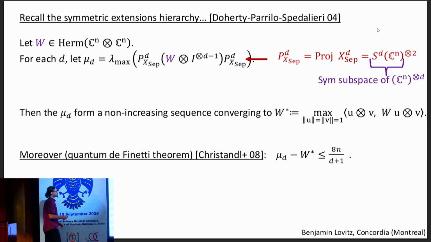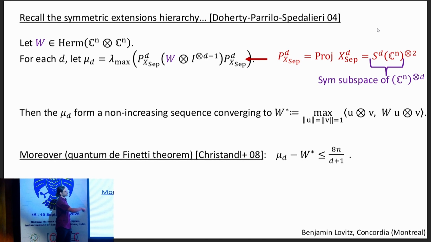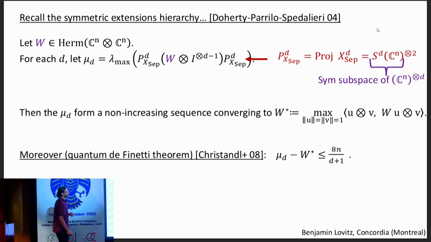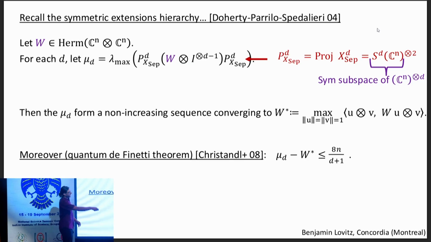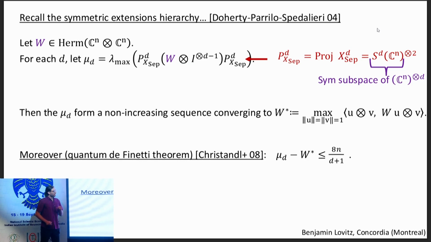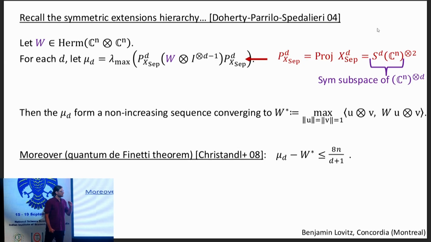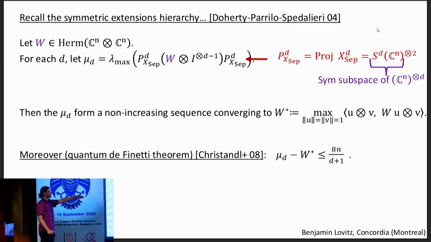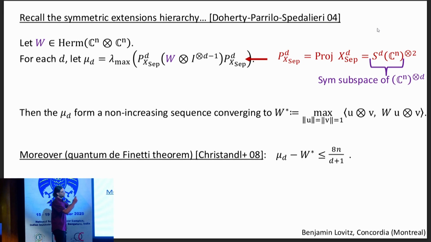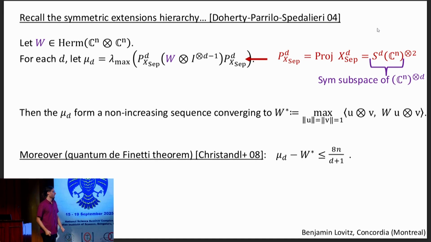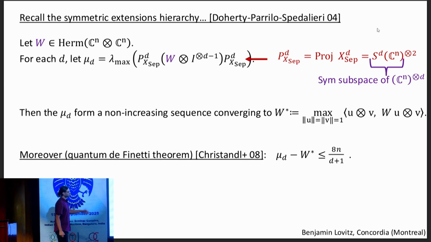And then moreover, what's called the quantum de Finetti theorem gives you a bound on the rate of convergence of this hierarchy. How fast does this hierarchy converge? How good is the d approximation? The result is that the difference between mu d and W star is less than or equal to 8n over d plus 1. And the key is that d plus 1 is on the bottom, because as d goes to infinity, this goes to 0, and mu d will approach W star.